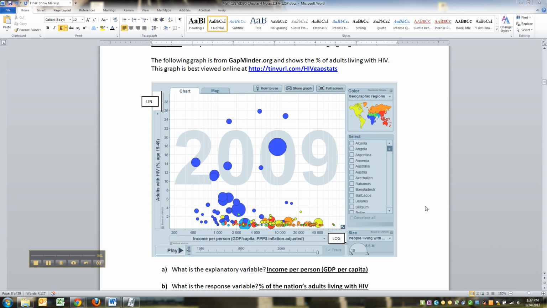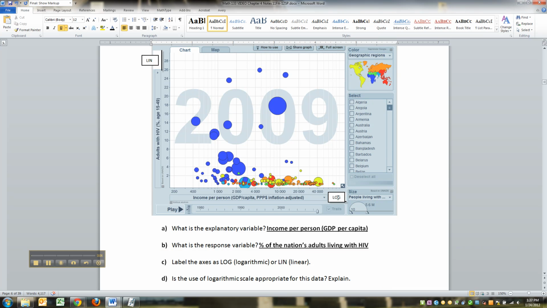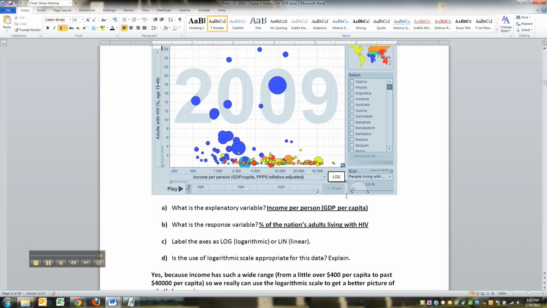So we just left off here. I was just about to type log when we got cut off. So this is logarithmic right here, because you can tell it's going up by multiples of 2, so 1,000 to 2,000 to 4,000 and so on.